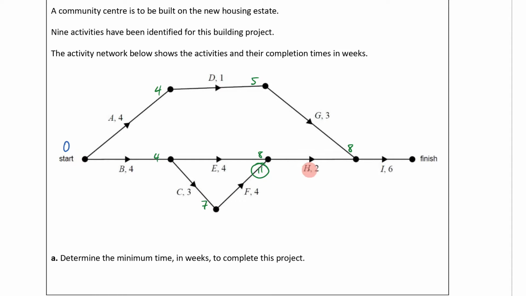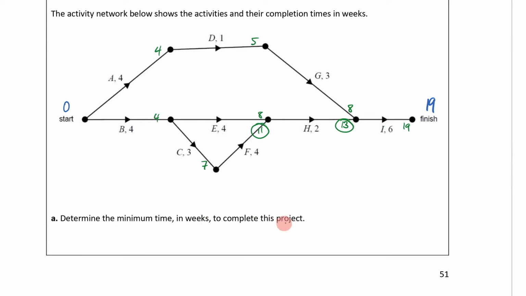11 is my bigger number. 11 plus 2 is 13. 13 is the bigger number there. 13 plus 6 is going to be 19, which means 19 is my minimum completion time. So we could come down here. The minimum time in weeks to complete this project is going to be 19 weeks.